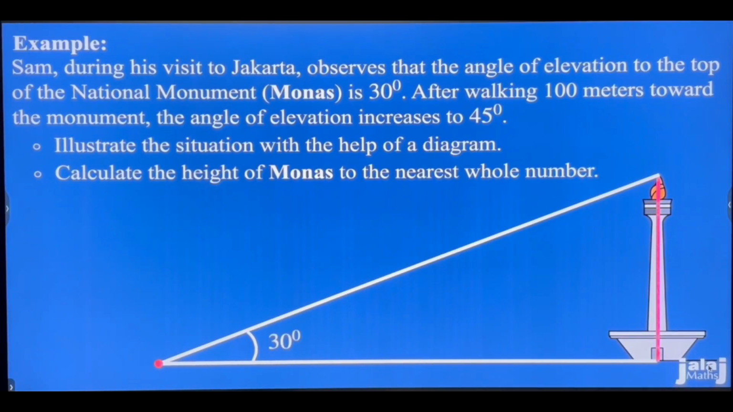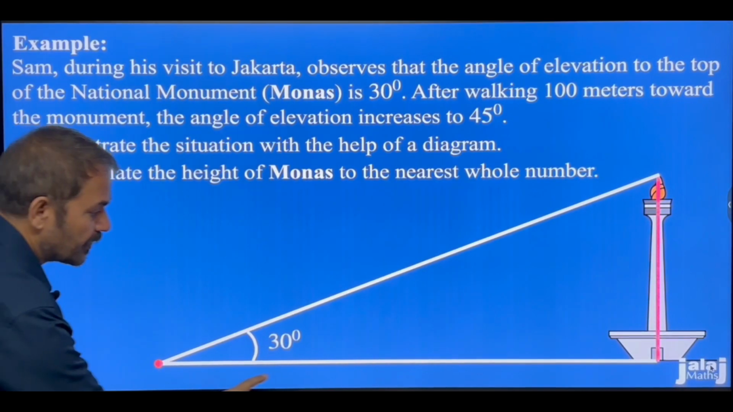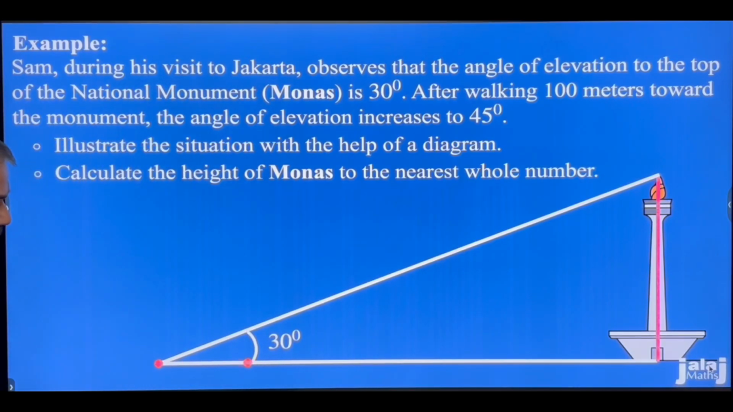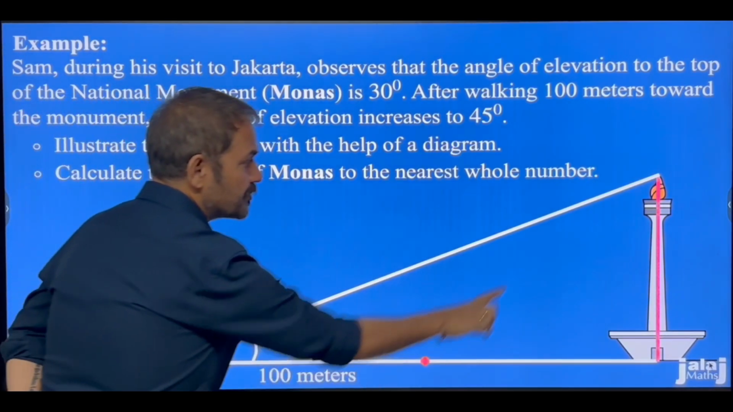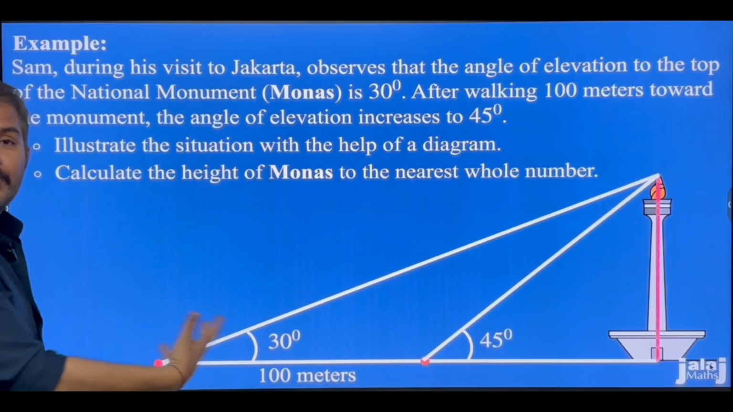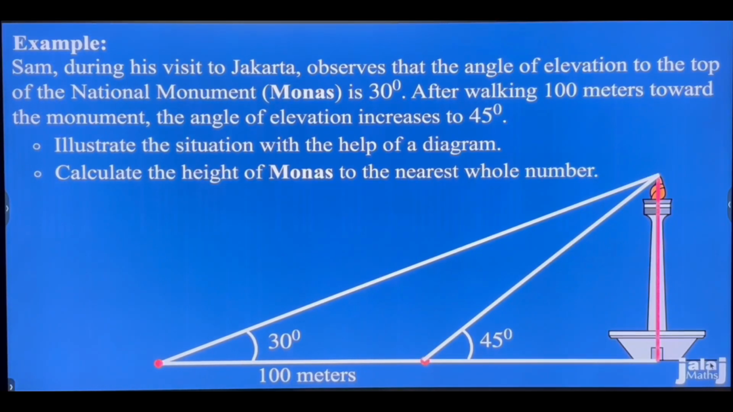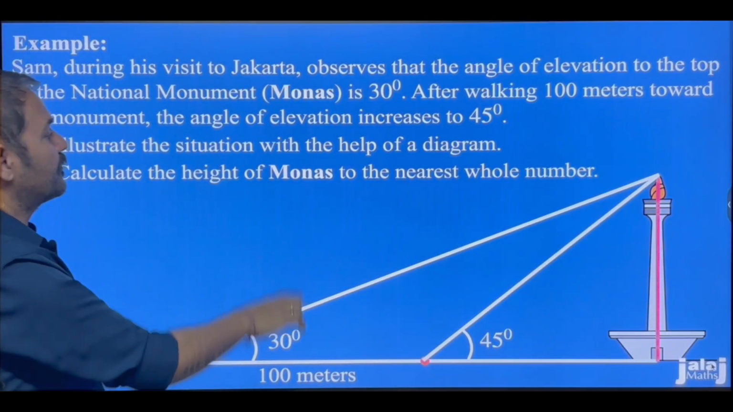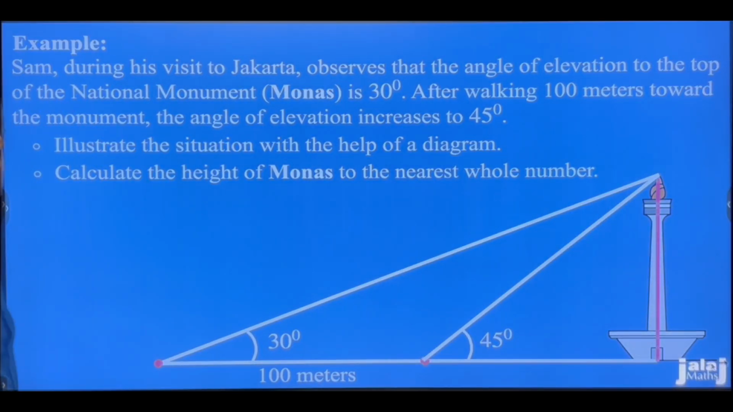Now Sam moves towards Monas. So Sam moves there by 100 meters. So after walking 100 meters, the new angle of elevation is 45 degrees. So this angle is going to be 45 degrees. Now, when you bring it to maths class, we can find all unknown measurements and we can work with the basic knowledge of trigonometry. So second part is calculate the height of Monas to the nearest whole number.